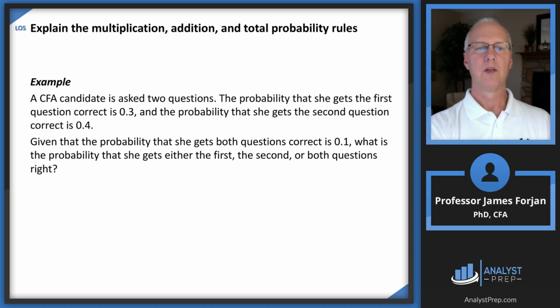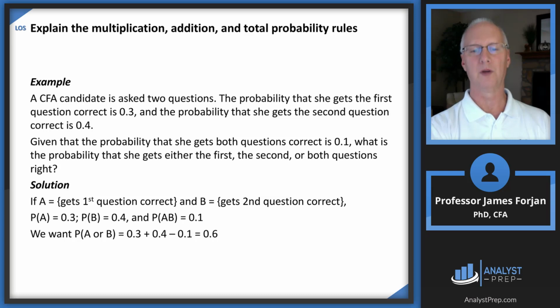Quick example. A CFA candidate is asked two questions. She gets the first question correct with a 30% probability, and the second question correct with a 40% probability. Given that the probability that she gets both questions correct is 10%, what is the probability that she gets either the first, the second, or both questions correct? And so here we're going to take the 0.3 and the 0.4, so the 30% and the 40%, and then subtract out that 10%. So 60%, that she doesn't make two mistakes, right?